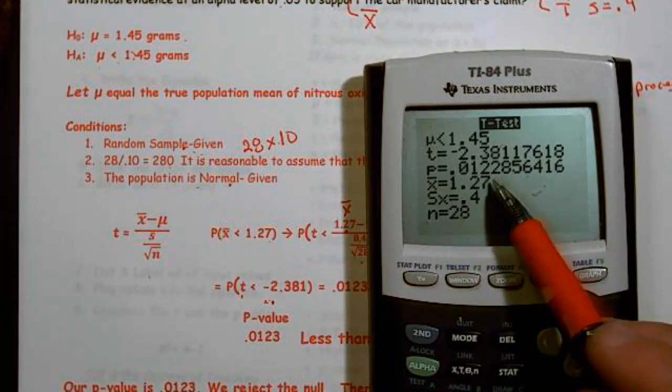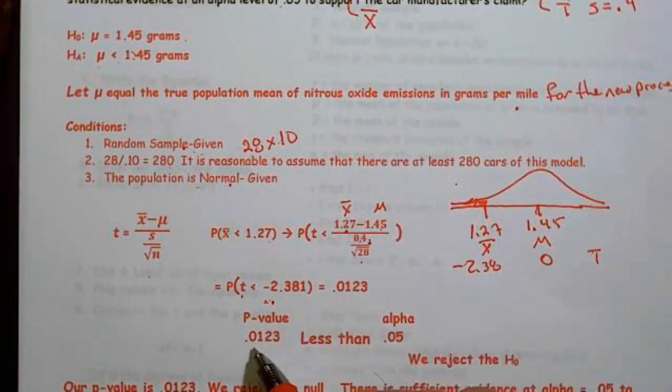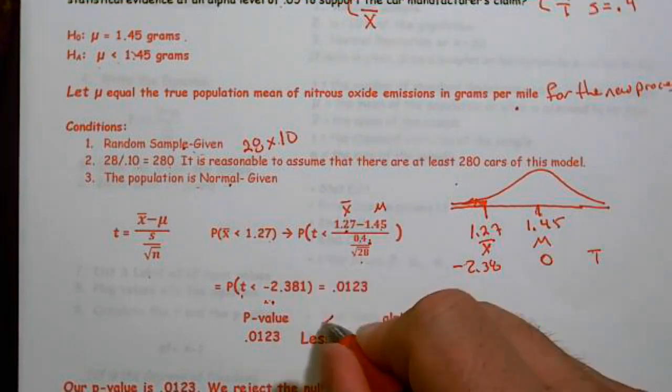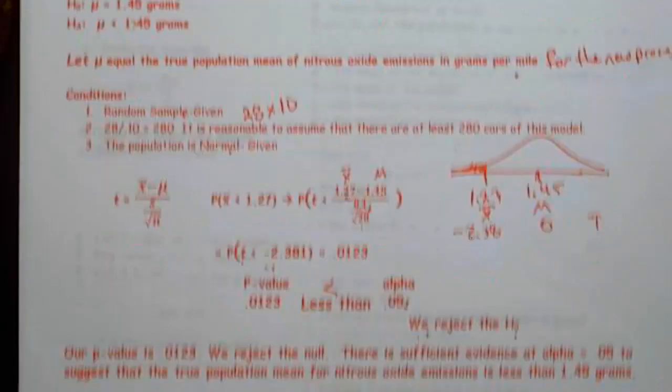All right, and you can truncate if you like. Please go to 4 decimal places. So I have a p-value of 0.0123. They told me my significance level, my alpha, was 0.05. The p-value is less than alpha, so we always reject the null. You can say we reject H0 or we reject the null, that's fine.